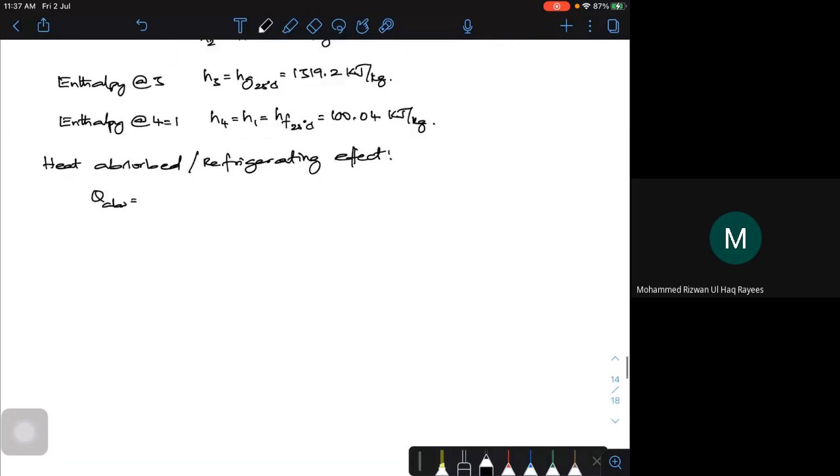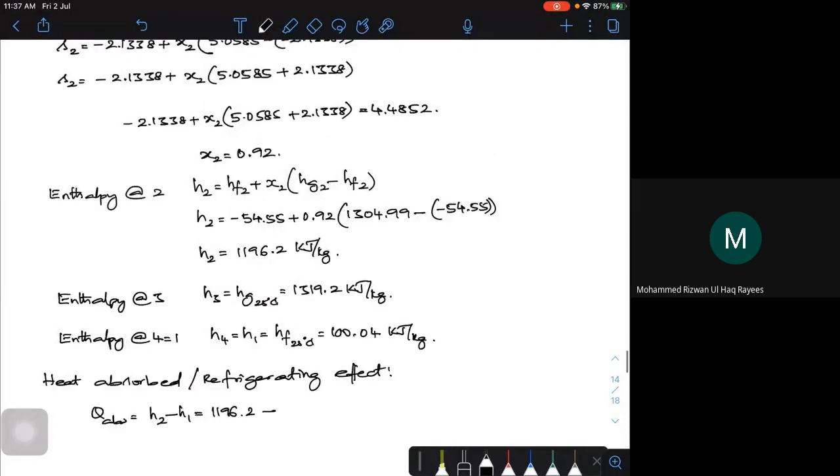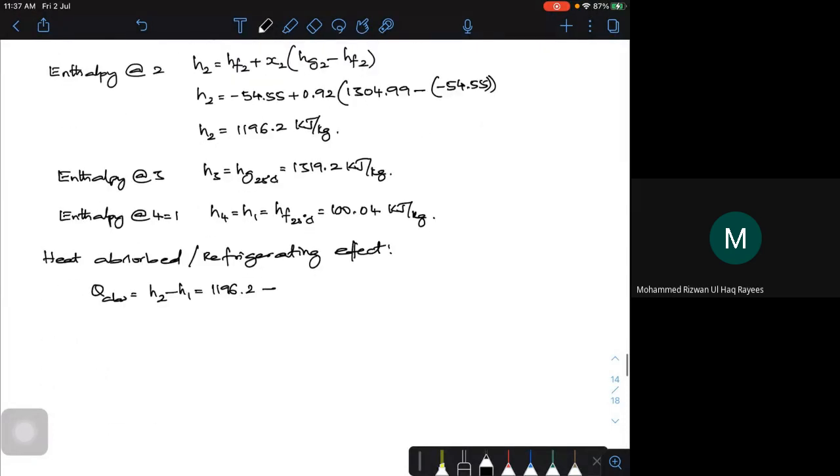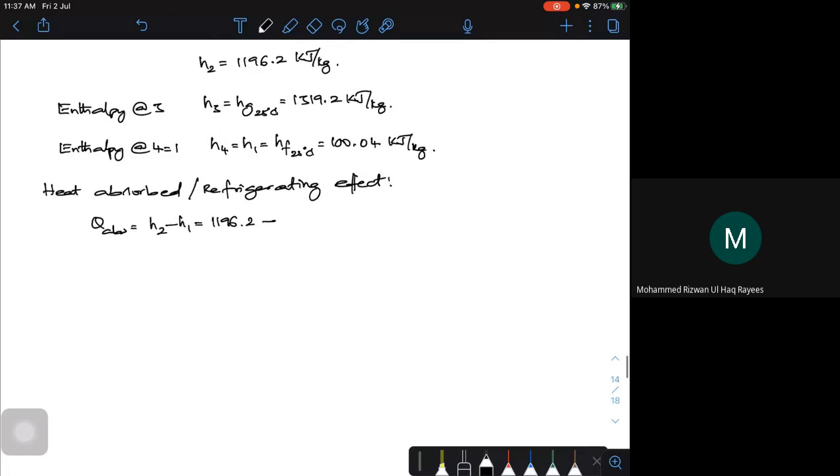So heat absorbed is equal to H2 minus H1. So H2 is 1196.2 and H1 is 100.04. If I take the difference, it is 1096.16 kilojoules per kg. Then what is work done?